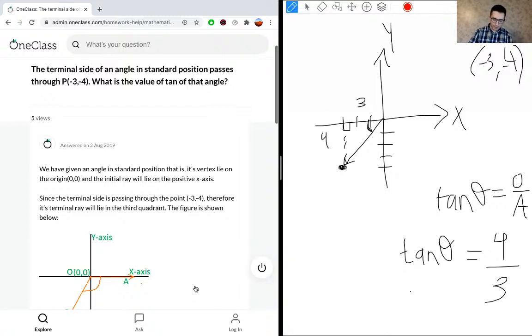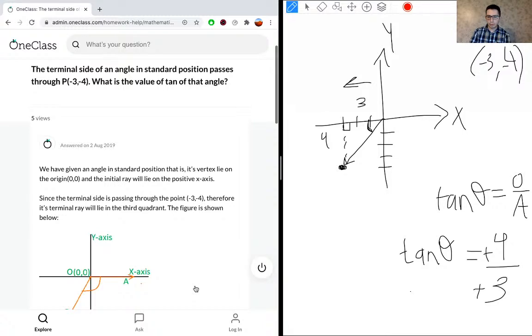So seeing that this is -3 and -4, because there are negatives on top and bottom, these cancel out. And we are left with +4 over +3.